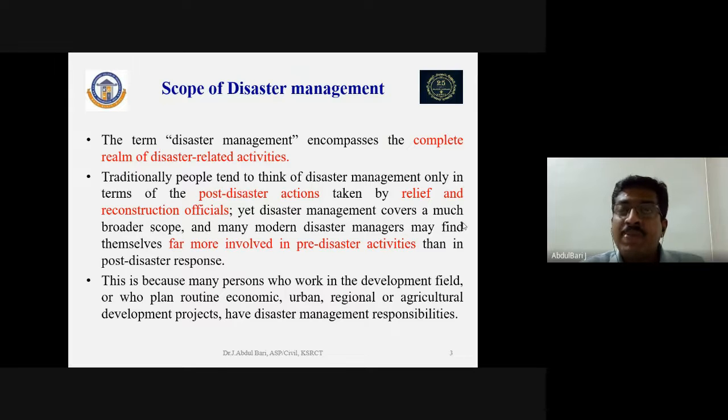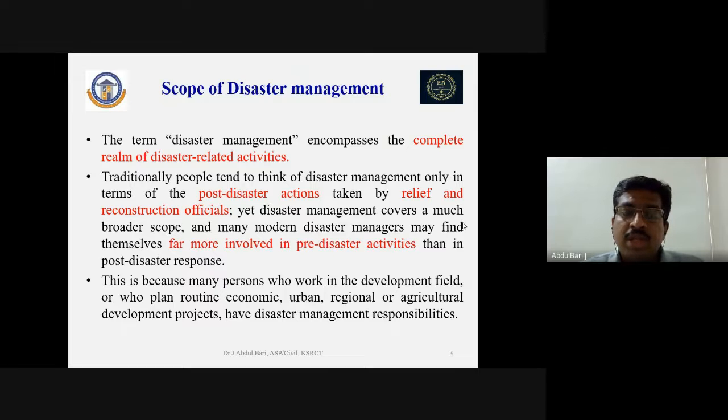That is the preparedness stage. Nowadays, the preparedness stage has been implemented after the Bhuj earthquake. As I have already said in the last class, after the Bhuj earthquake, the Disaster Management Act was implemented, and we are getting pre-disaster management acts. So disaster management covers a much broader scope, and many modern disaster managers may find themselves far more involved in pre-disaster activities than in post-disaster responses.